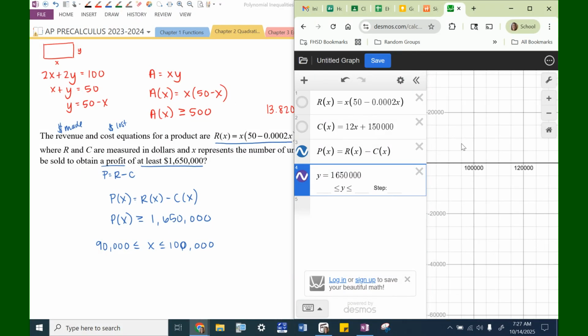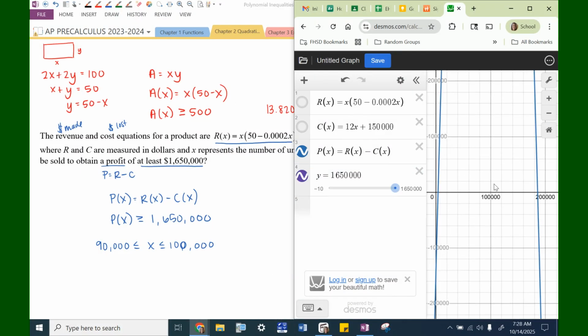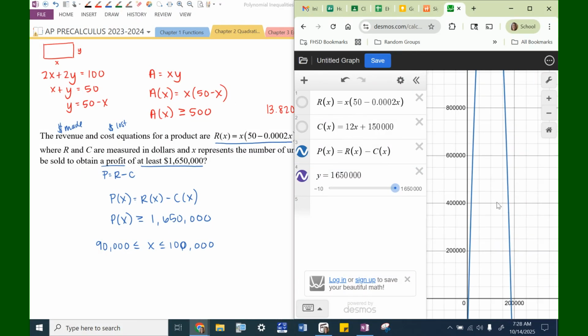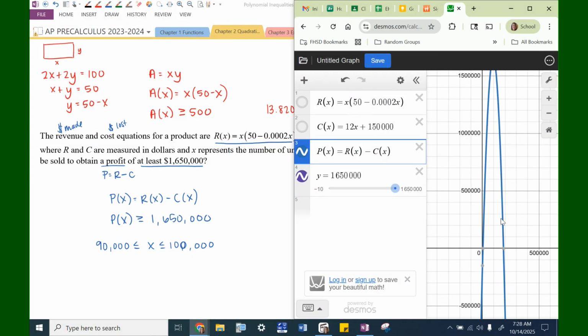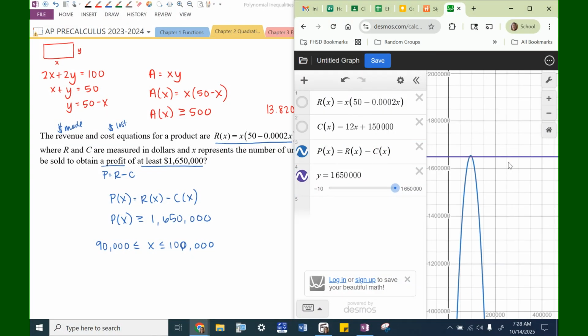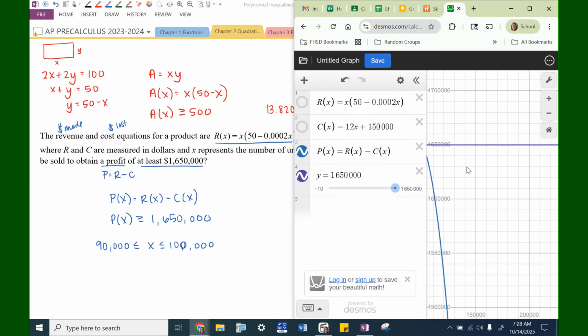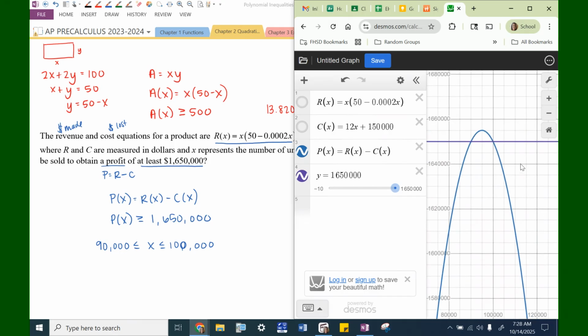Remember, we've done this before for solving equations. And you have to play a bit with the zooming. But you get the same answers if you find these points of intersection. So when the profit curve is above the line that we want, it's for those same two values. So there are a lot of ways you can use Desmos to solve, but if it will do the inequality for you, that's even better.